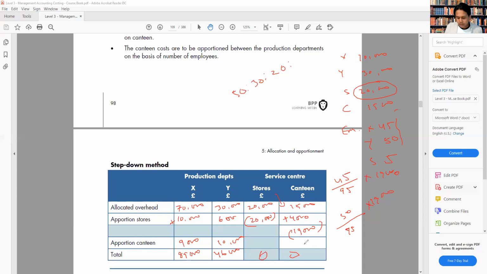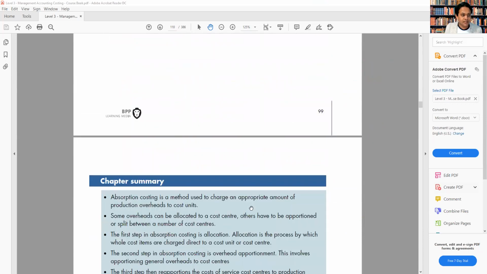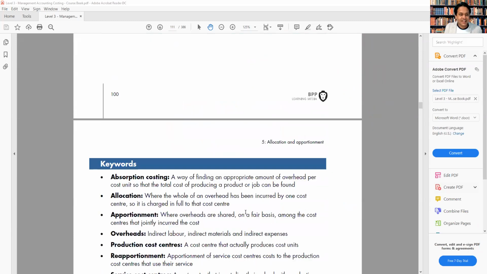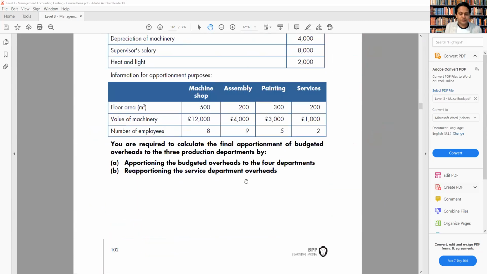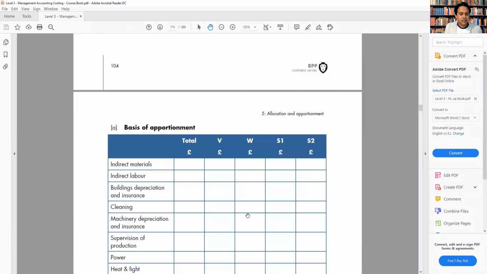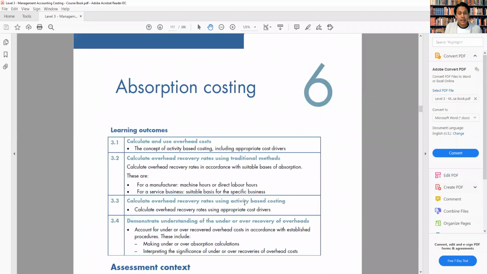All good? All right, so let's move on to our next topic. Let's have a look what we have. Very easy. Okay, so let's move on to the next chapter. The next chapter we have is absorption costing. Now let's talk about absorption costing.